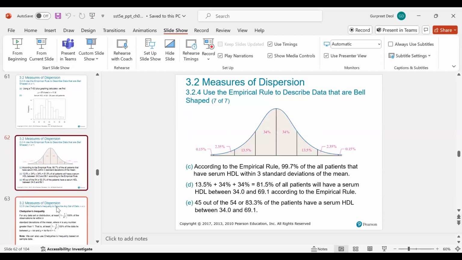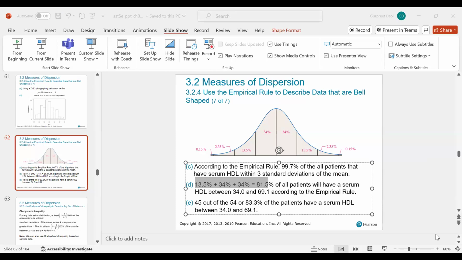So 34 and 69.1. And in the answer, they're saying that 34 and 69.1 is going to be the addition of 13.5, 34, and so on, of all patients will have serum HDL between 34 and 69.1. How come they're reaching that answer? What are they doing as a back calculation in this one? So I'm going to try to explain that using the information that we have.